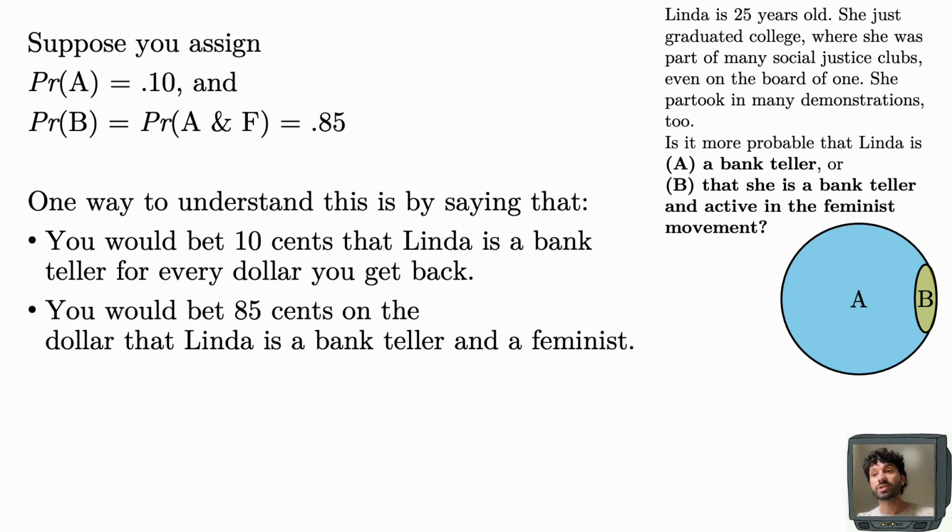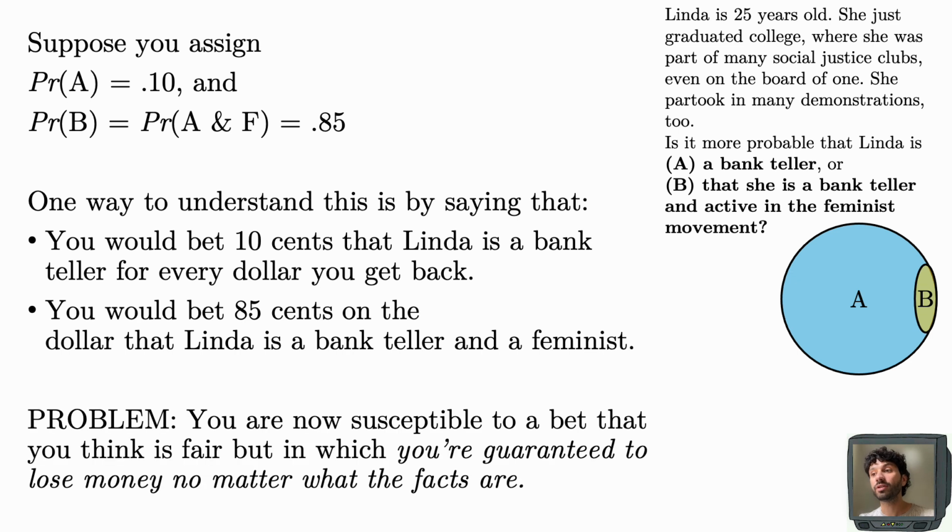Now you would also accept a bet, right? You would think that this is a fair gamble, remember? The expected value under your lights of such a bet is 0. And you'd bet 85 cents that Linda is a bank teller and a feminist. Now the problem that we left last class is that if you have these beliefs, you're susceptible to a bet that you think is fair, but in which you're guaranteed to lose money no matter what the facts are. So that's a problem, right?